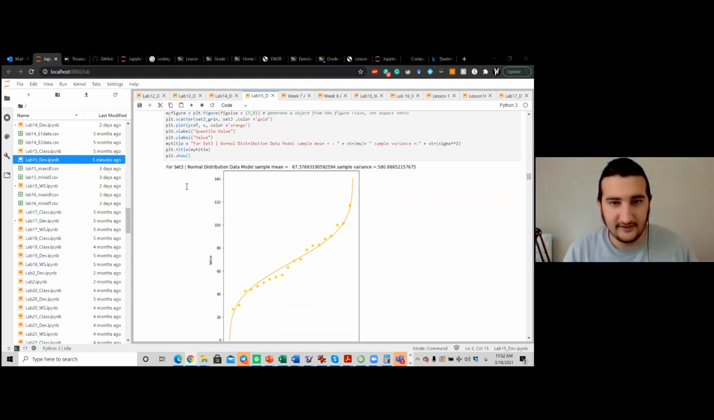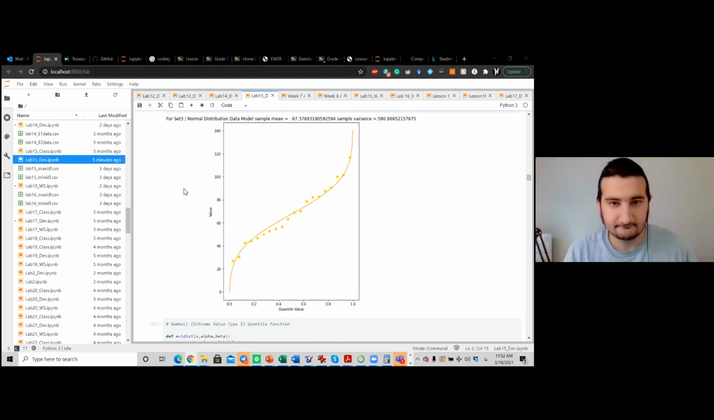What about set 3? That looks nice. That looks quite good. Again, maybe in the middle we are not doing as great, but in the higher end, we are way better than the others. So we have looked at normal distribution data model for set 1, set 2, and set 3.